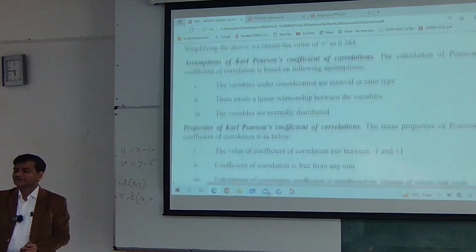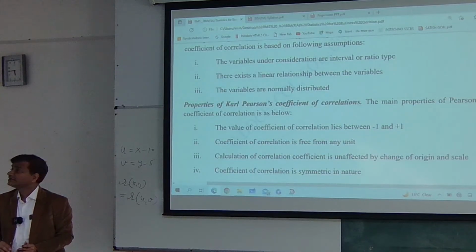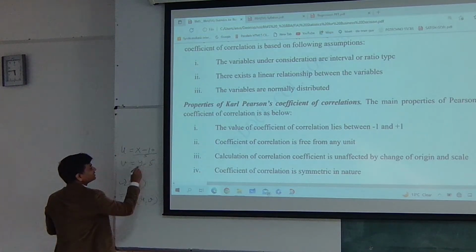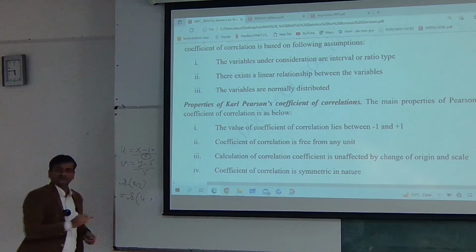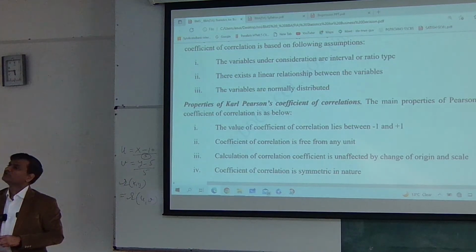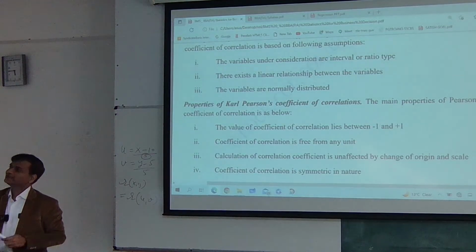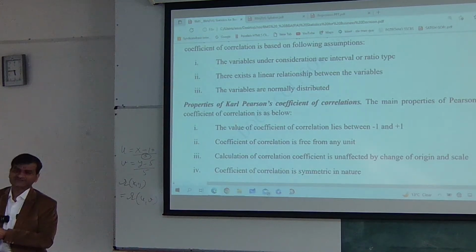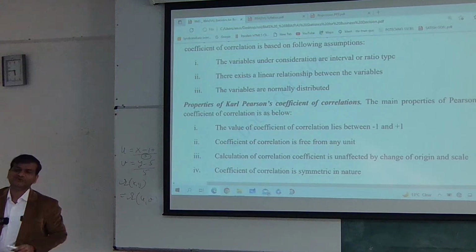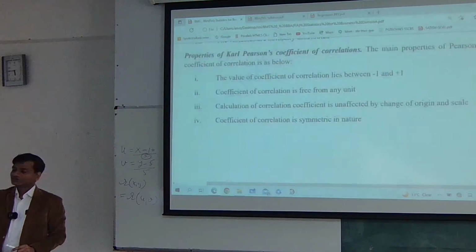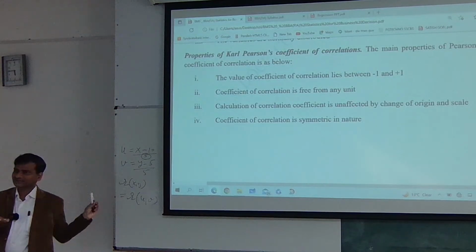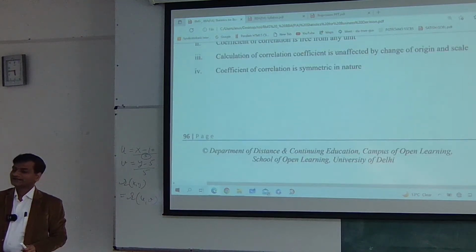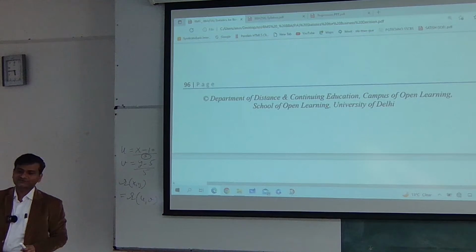So the correlation coefficient is independent of change of origin as well as scale. What is scale? Scale means if you divide by some constant, like 5, then again it is independent of change of scale. If you divide by something, it is called scale. If you subtract or add something, it is called origin. So the correlation coefficient is independent, and you can do all these things if you want to make your calculation simpler. And finally, it is symmetric in nature.